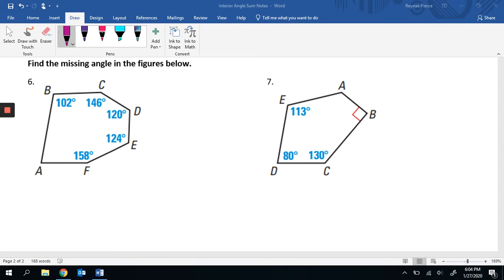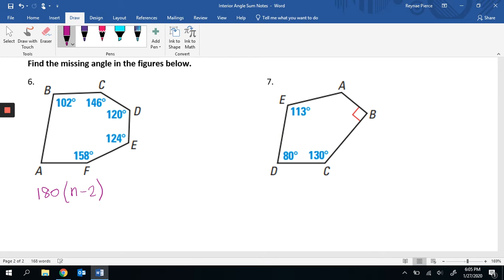All right, now we get to a little bit more math examples. Okay, so the directions say find the missing angle in the figures below. The very first thing that we are going to do is find out how many degrees we're supposed to have inside this figure, and that is our interior angle sum.